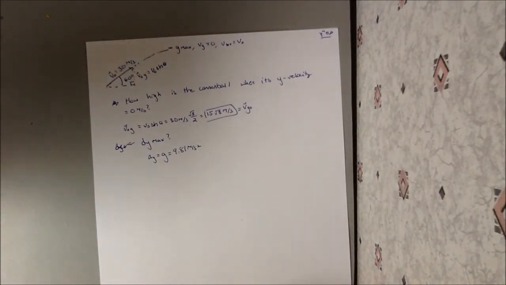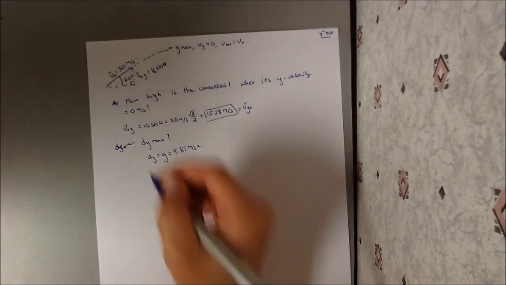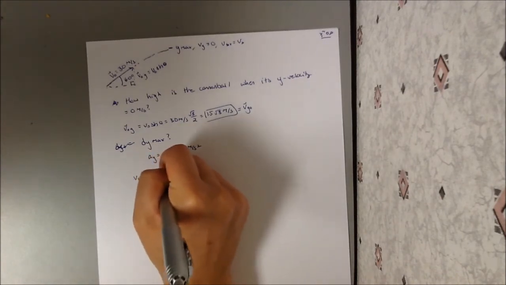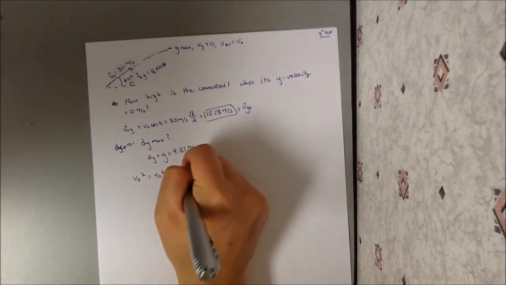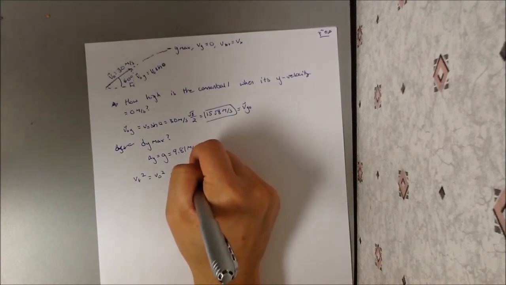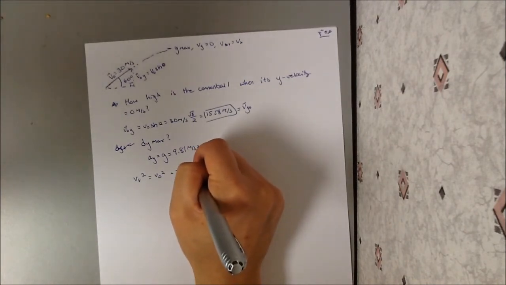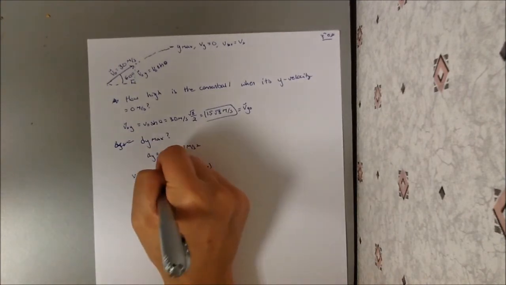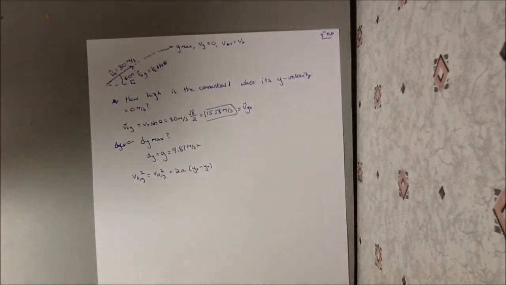So knowing that, I look at my equations and I'm going to choose to use this equation: V final squared equals V initial squared plus 2a times the distance. In this case, that's Y final minus Y initial. And these are all in the Y direction, because we're not dealing with the X direction right now.